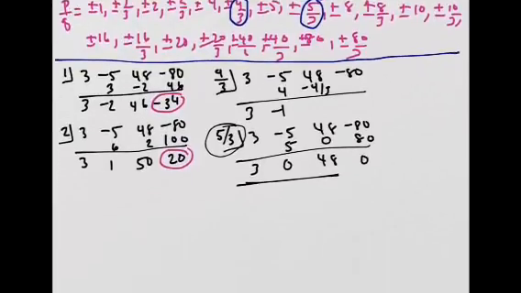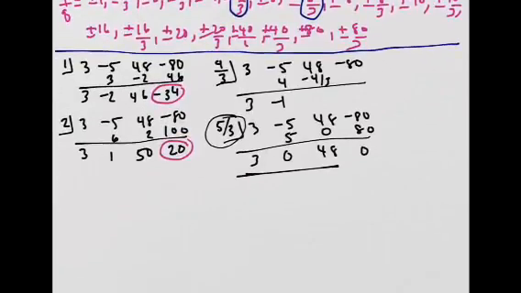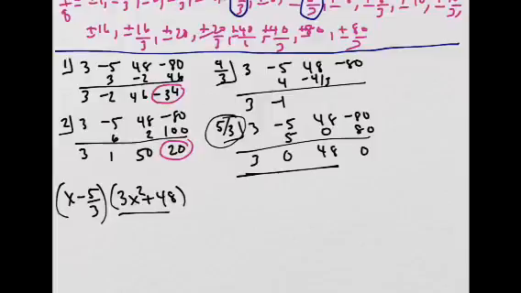So, move this up a little bit. 3x squared plus 48 times x minus 5/3. So that's the factored form. Now it's not the way they want it as a linear factor, right? We have to factor this a little bit more.